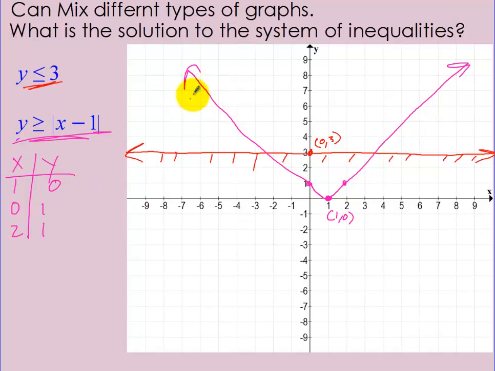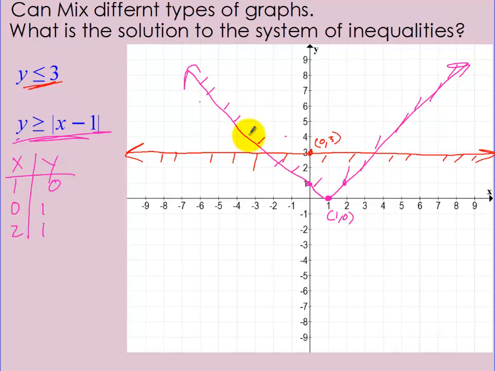Now it's y is greater than. Greater than means you shade above. So I'm going to shade above just like this. Okay? So now what's the overlap? Well, it's shading above the V and shading below the line. So it can't be shading above the line. So that's going to be actually that little triangle there.